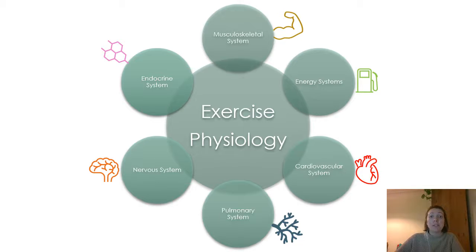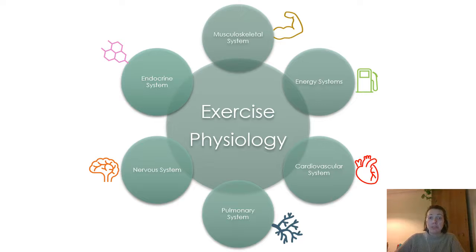The musculoskeletal system is responsible for creating movement. The energy systems break down fuels and produce energy for work. The cardiovascular system is responsible for the transport of blood, oxygen and nutrients to the tissues, removal of waste products from the body and dissipation of heat.